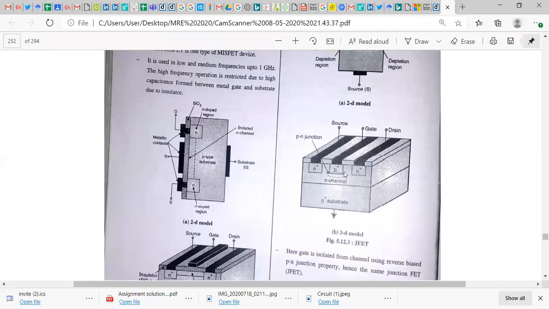Now this will form a PN junction between gate and drain terminal. When the PN junction is reverse biased, there will be no current and no electron flow to the gate terminal, because the gate is connected to the P type of material. So we reverse bias this PN junction and the gate becomes isolated from the device.